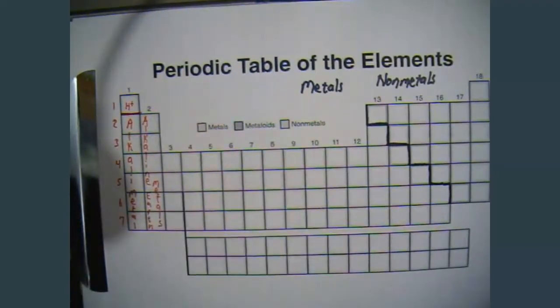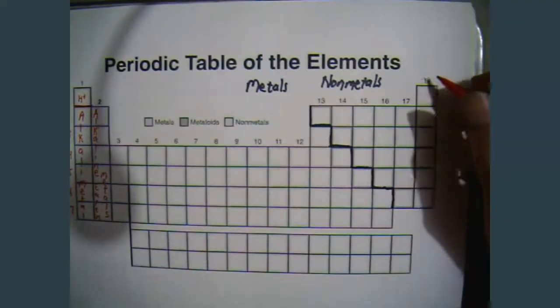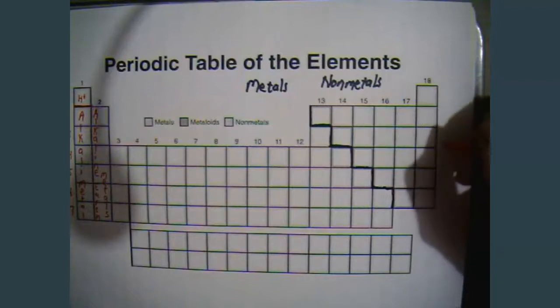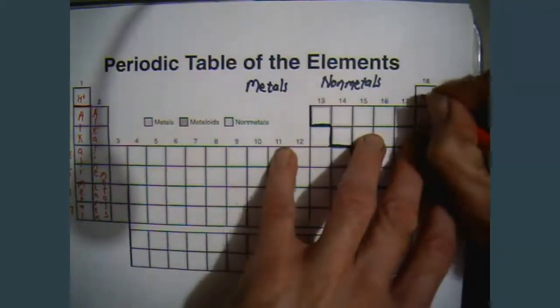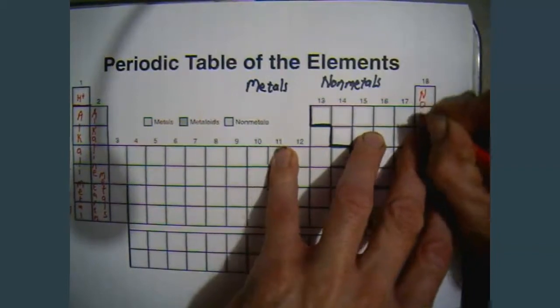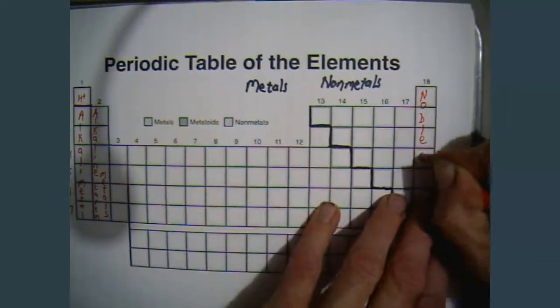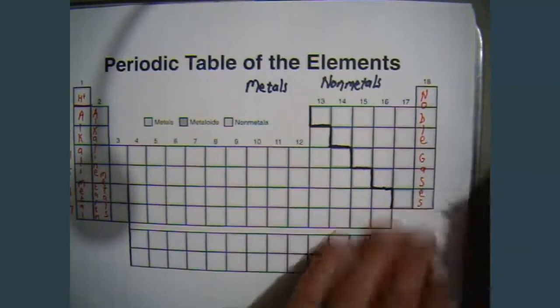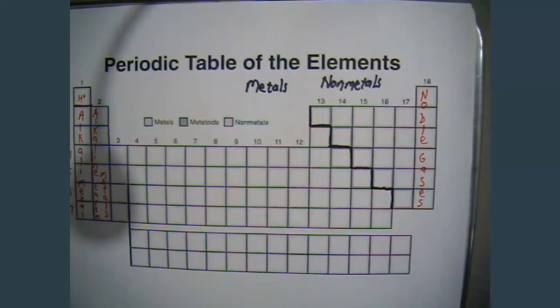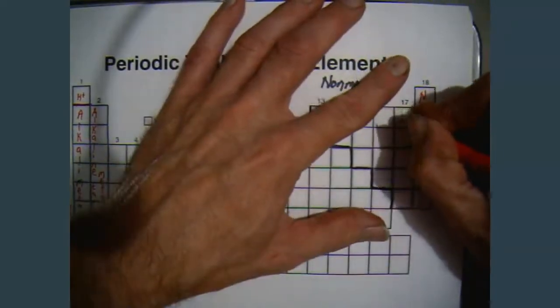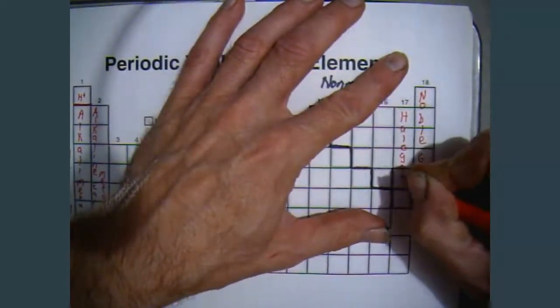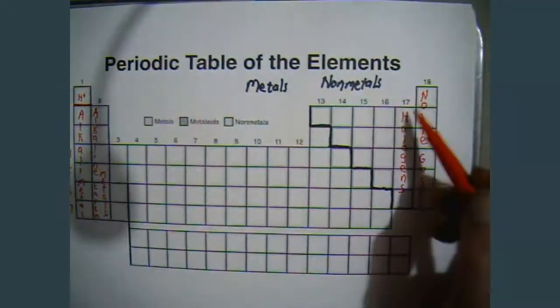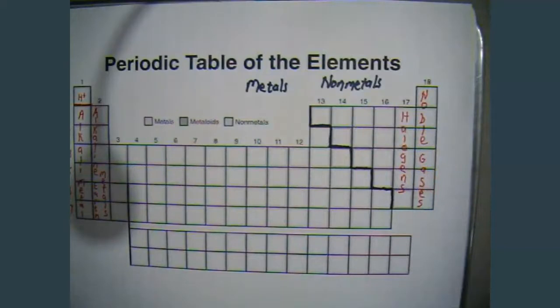Then we're going to jump over to the other side of the periodic table, over here to group 18. Group 18 includes helium, neon, argon, krypton, xenon, and radon, and those are the noble gases, also called the inert gases. Right next to that are the halogens: fluorine, chlorine, bromine, iodine, and then astatine. Astatine is a radioactive decay product, and we're not really going to worry about astatine too much.